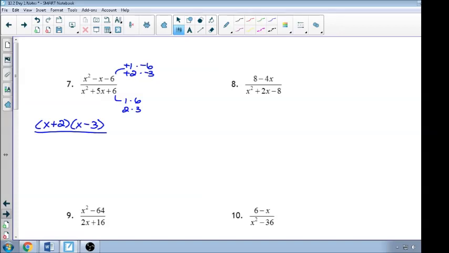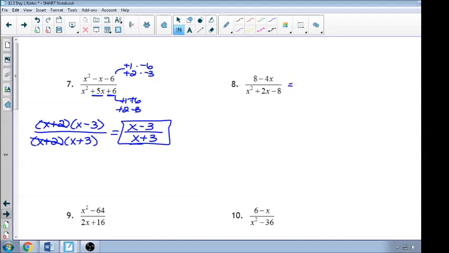We've already made our factor tree. The middle term is positive, meaning my larger numbers need to be positive. They need to multiply to a positive, meaning my smaller numbers need to be positive. What will add to positive 5x will be positive 2 and positive 3. Now that I'm fully factored, I can go ahead and cancel some things out. Well, the x plus 2's can cancel out. I'm left with x minus 3 over x plus 3. Again, I can't cancel the x's or the 3's because they have to be identical in order for me to cancel.